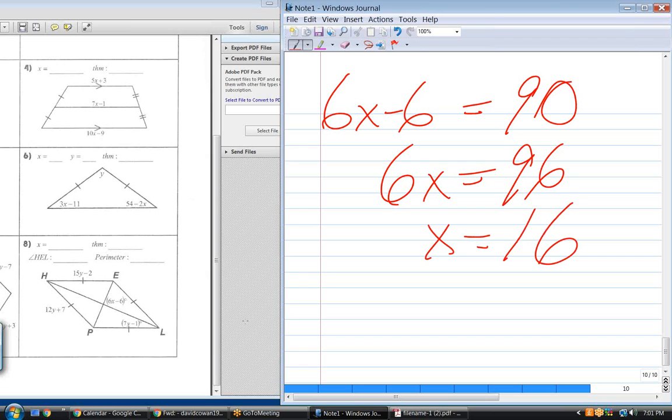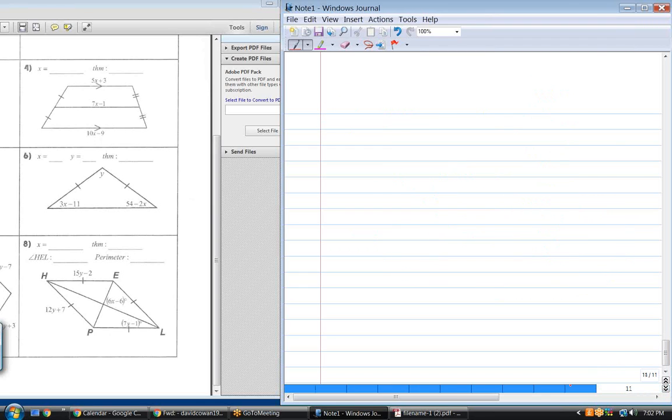Now, the fact that we did need to solve for x. And that theorem is the diagonals of a rhombus are perpendicular to one another. Perpendicular means 90 degrees. So, now how do we solve for y? Let's see. Perpendicular to each other. So I'm just writing that down.